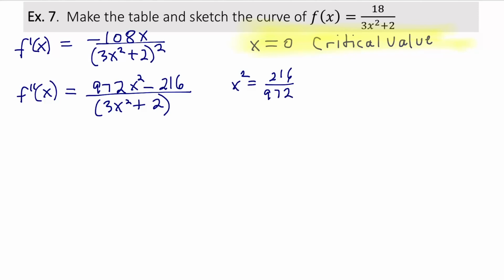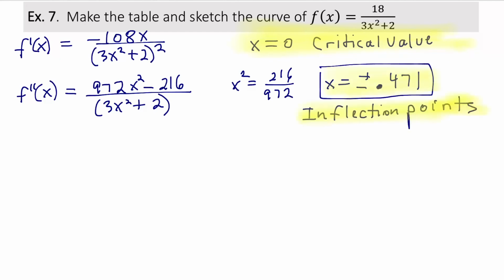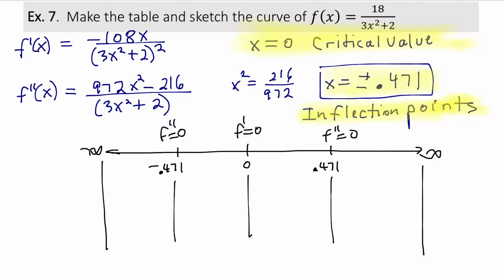So taking the square root of that, I'll get plus or minus 0.471 roughly. Okay, so I do have two places where I've got inflection points here. So I'm going to take these three numbers and put them on my number line. Okay, so I've got them on my number line.